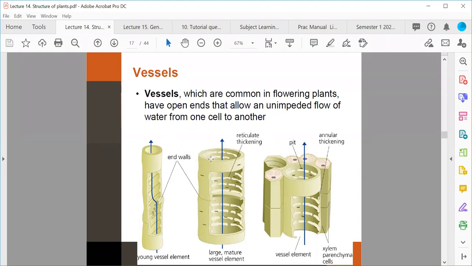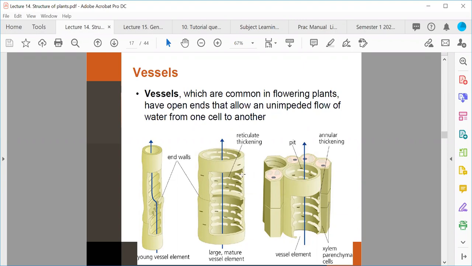Here we have two large mature vessel elements. Once they get to this point, they've completed the formation of secondary cell walls. All vessel elements have these thick secondary cell walls that are impregnated with a substance called lignin. If it wasn't for the lignification of secondary cell walls, those cell walls would collapse under the pressure of the water that's constantly moving through. And those cell walls are very, very tough.